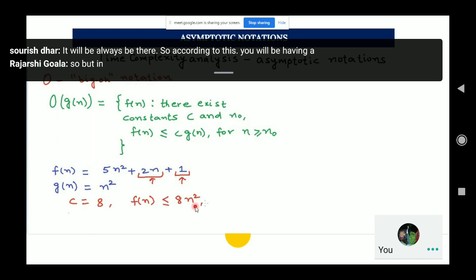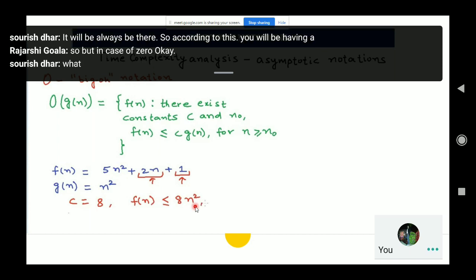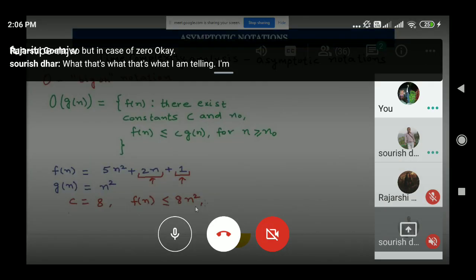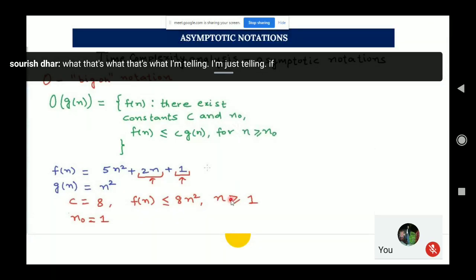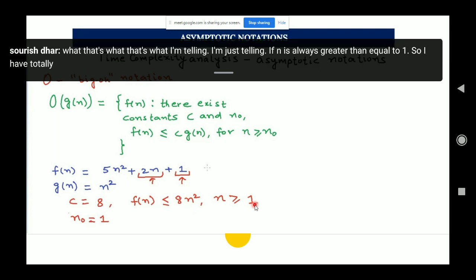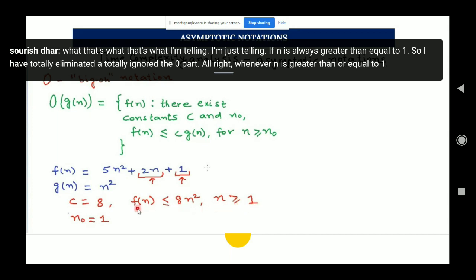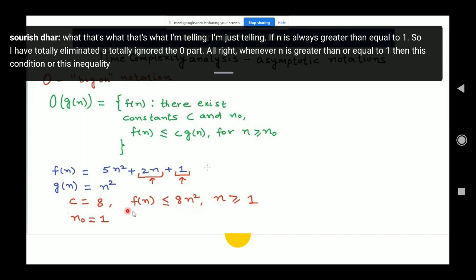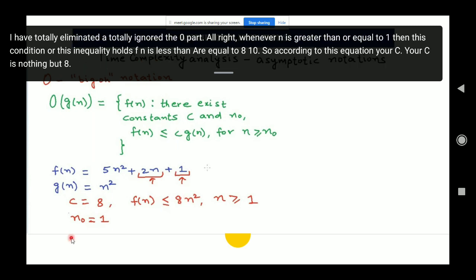In case of 0, what? Okay, that's what I am telling. I'm just telling if n is always greater than or equal to 1, so I have totally ignored the 0 part. Whenever n is greater than or equal to 1, this inequality holds: Fn is less than or equal to 8n square. So according to this equation, your C is nothing but 8 and n naught is nothing but 1.